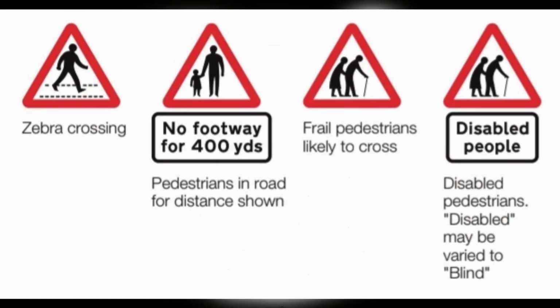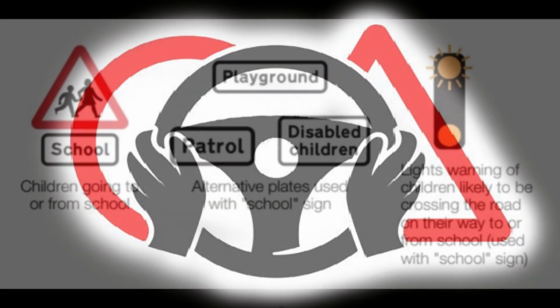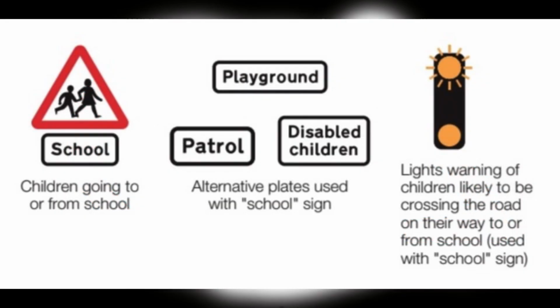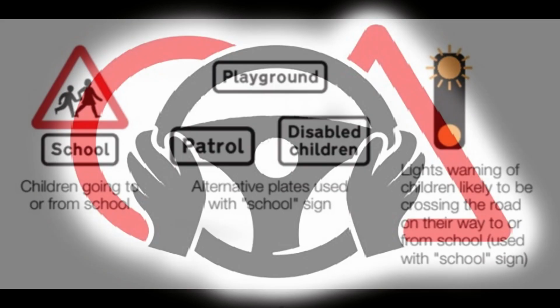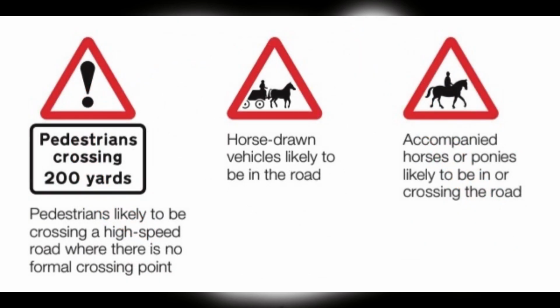Zebra crossing. Pedestrians in road for distance shown. Frail pedestrians likely to cross. Disabled pedestrians. Disabled may be varied to blind. Children going to or from school. Alternative plates used with school sign. Lights warning of children likely to be crossing the road on their way to or from school, used with school sign. Pedestrians likely to be crossing a high-speed road where there is no formal crossing point.